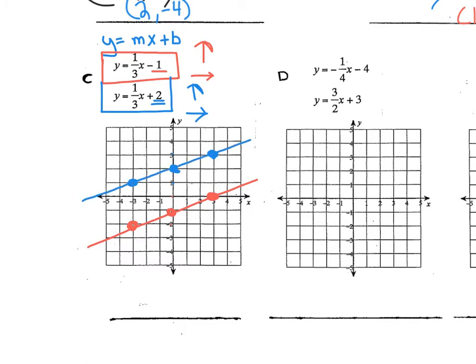And I bet you guys remember what this is called. This is called no solution, because our lines will never intersect. They are parallel, which means that they will continue on to infinity and beyond, and they will never intersect. So that means that there is no solution.